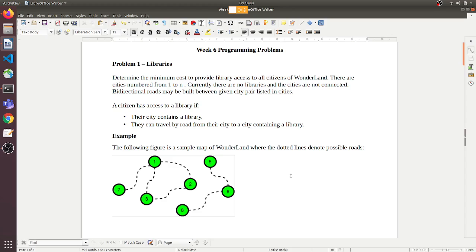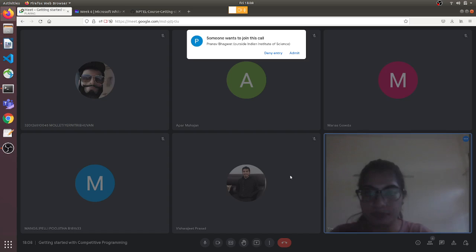So the first problem is that determine the minimum cost to provide library access to all citizens of Wonderland. There are cities numbered from 1 to n. Currently there are no libraries and the cities are not connected. Bidirectional roads may be built between given city pairs listed in cities. A citizen has access to a library if their city contains a library, or they can travel by road from their city to a city containing a library.